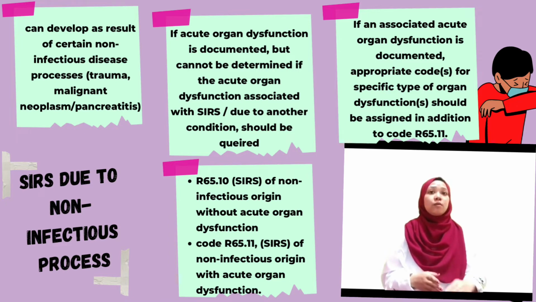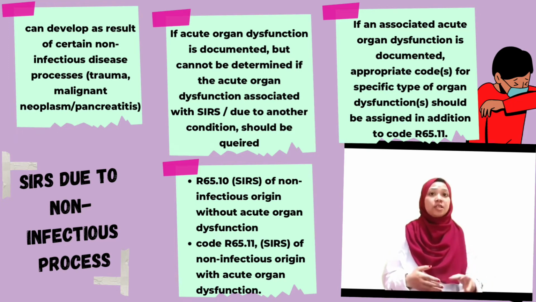The first one is when SIRS is documented with a non-infectious condition and no subsequent infection is documented. The code for the underlying condition should be assigned, followed by R65.10, of non-infectious origin without acute organ dysfunction, or R65.11, of non-infectious origin with acute organ dysfunction.